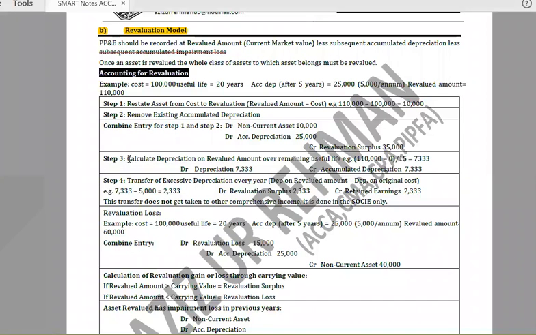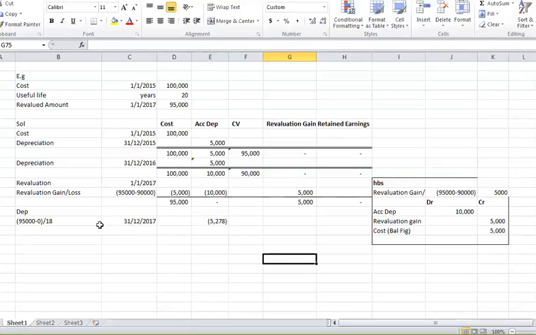Then calculate depreciation on the revalued amount over the remaining useful life. So we have just calculated it. What is the revalued amount? £95,000 divided by remaining life of 18 years. So the depreciation is now 5278.